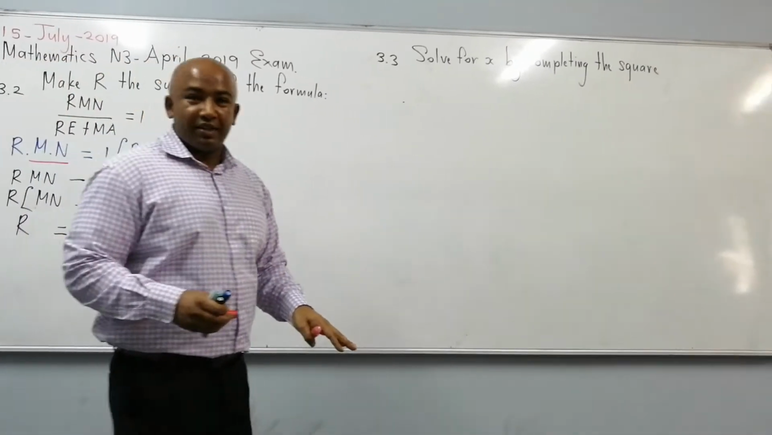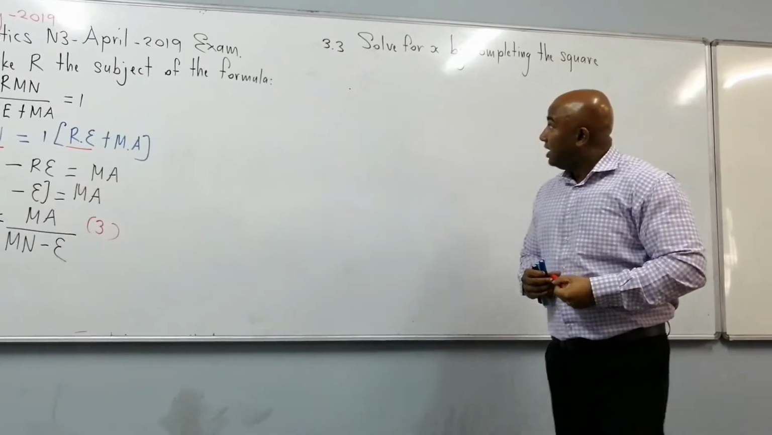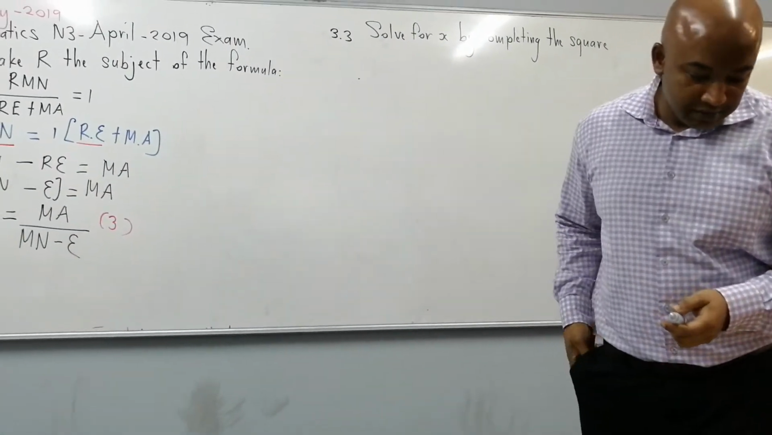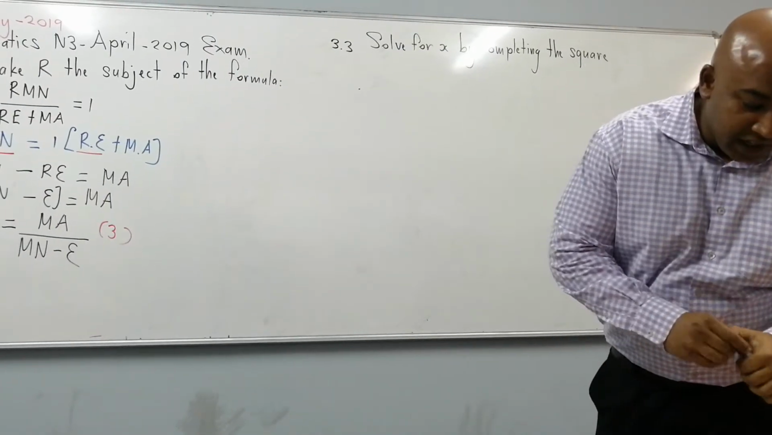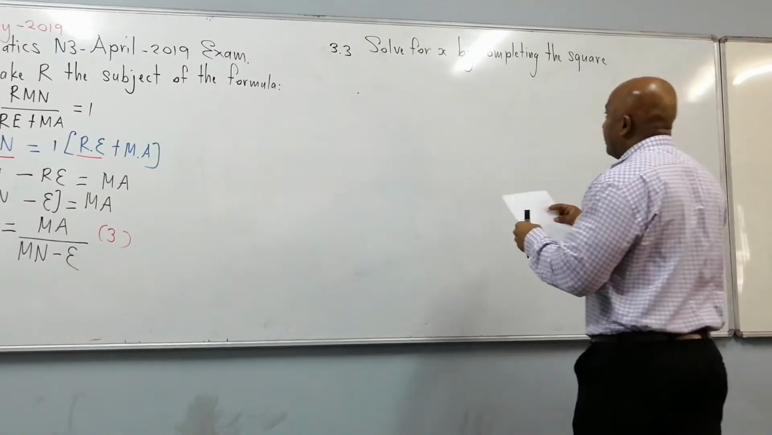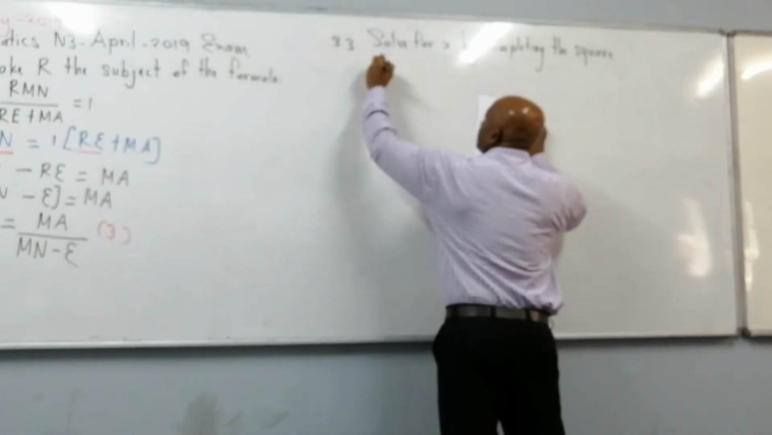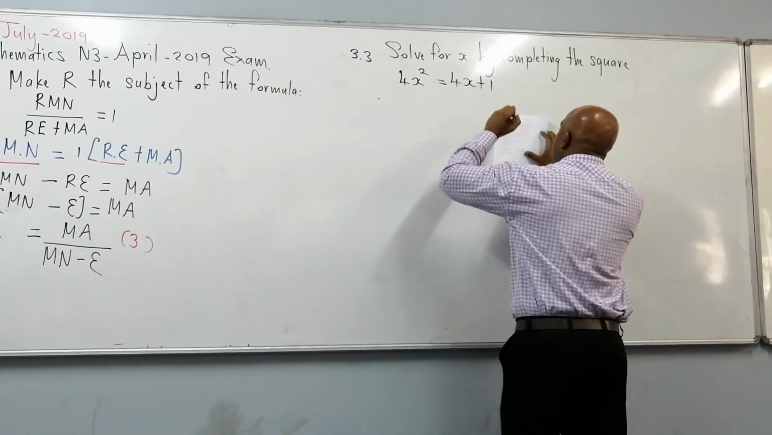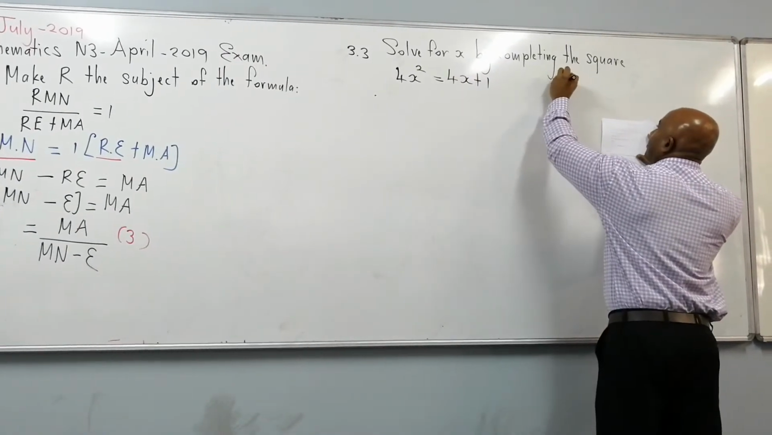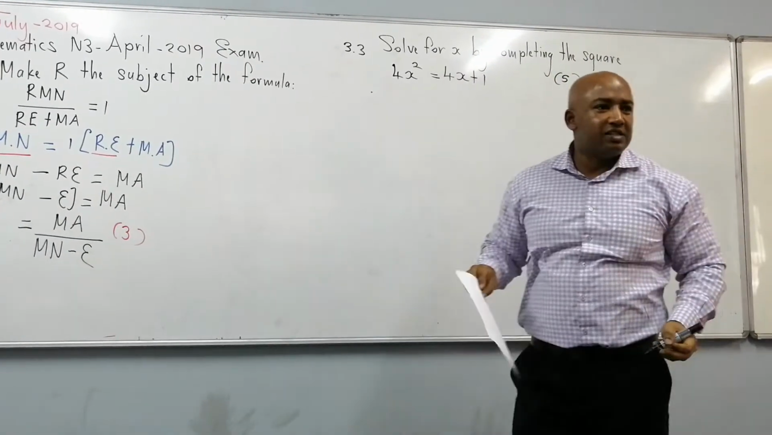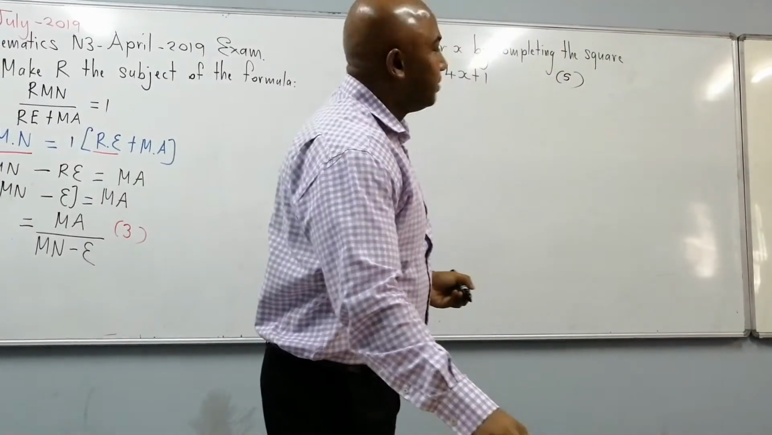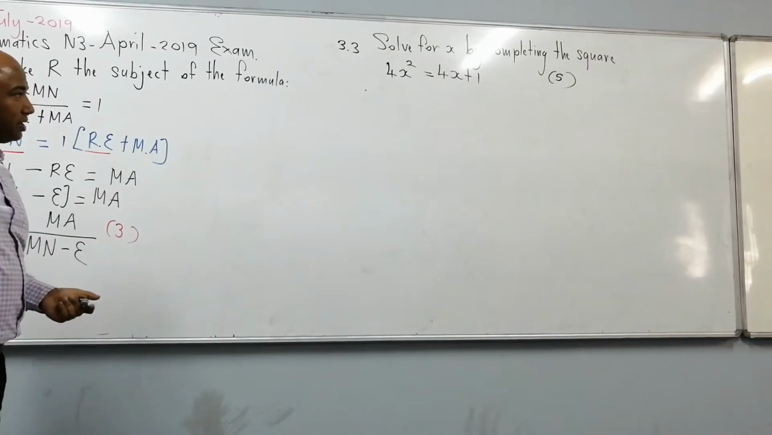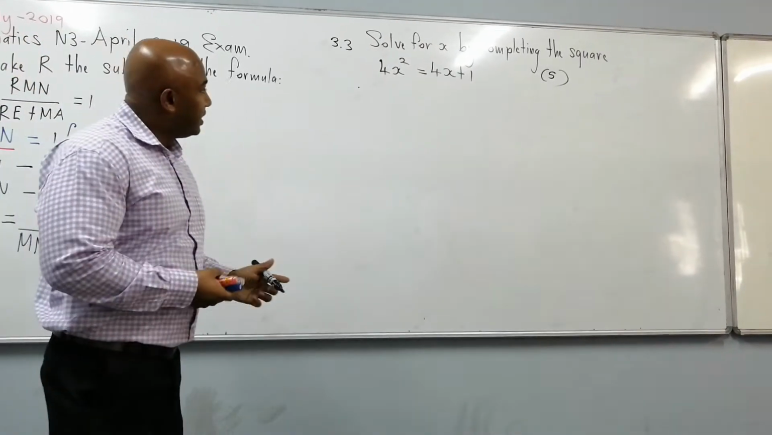I'm moving on. The next one is solve for x by completing the square. They gave you 5 marks here for this one. Let's see why. You normally don't get so many marks, but this one they gave you 5 marks. I can see why now, because you're going to end up with fractions here.